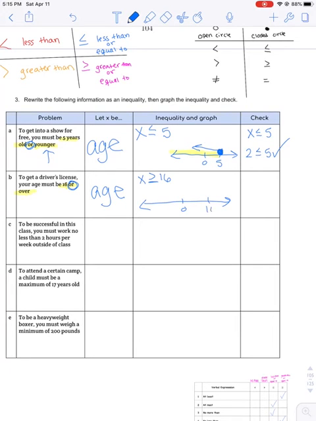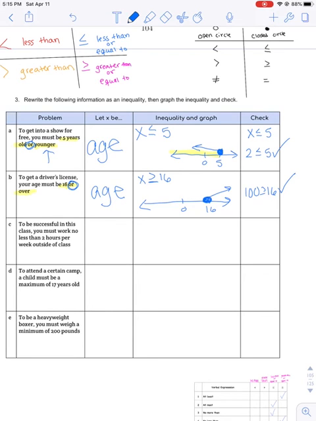Here's my number line. We have 0 and 16. I'm going to do a closed circle on 16 because it is possible to be equal to 16. And then I want my arrow pointing this way. For my check, I could check it with any number that's 16 or bigger. I'm going to pick 100. And that makes sense because people who are 100 are allowed to get a driver's license. And that's greater than or equal to 16. Yep, that works.